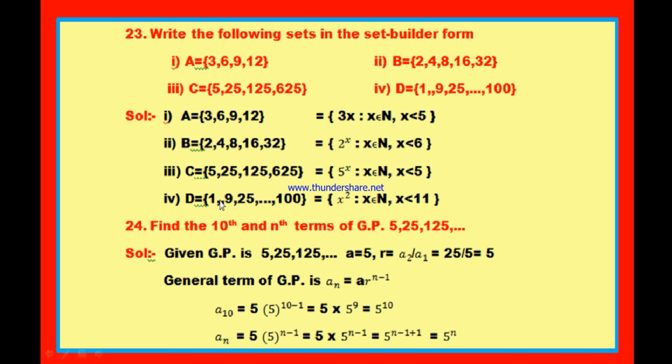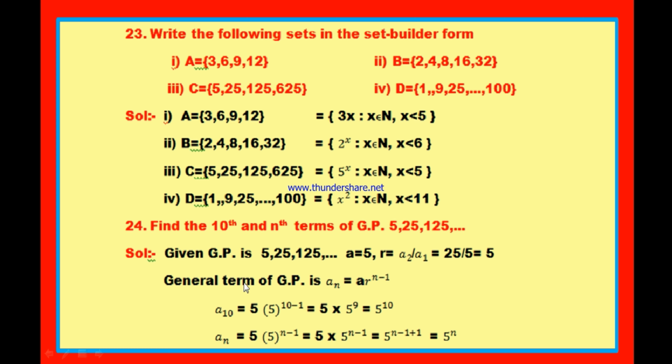Now 24th question. Find the 10th and nth terms of a geometric progression 5, 25 and 125 and so on. Given the geometric progression is 5, 25, 125. Here what is the first term? A is equal to 5 and the common ratio R is A2 by A1, that is 25 by 5 is 5. We have common ratio and we have the first term.